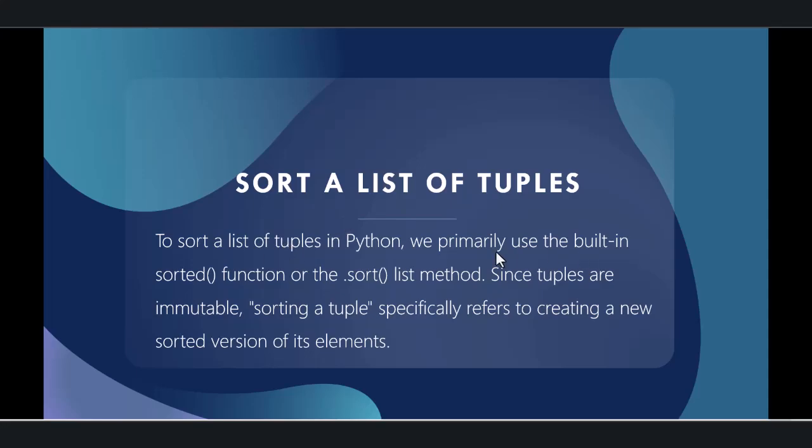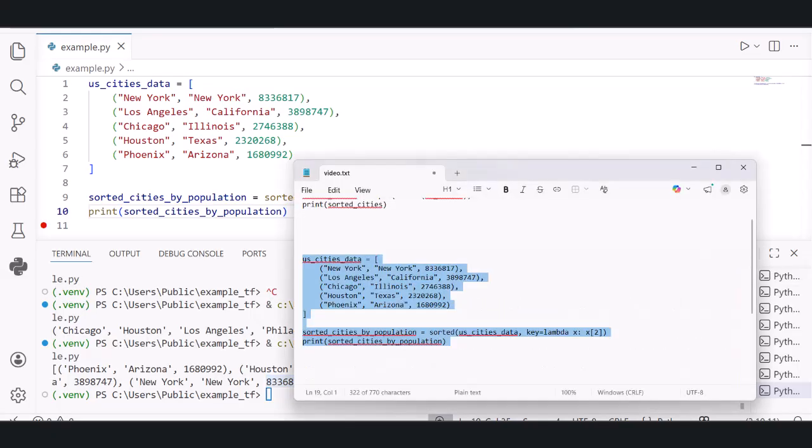This is very similar to previous examples. Here also we are using the sorted function, or we can also use the sort list method. Since tuples are immutable, while sorting we need to create a new element and then the sorted elements will be stored in that. We'll see an example for this.